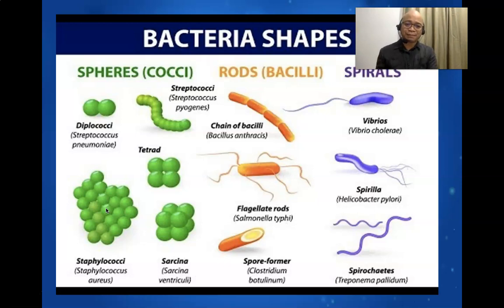Now, the spiral-shaped bacteria, some of them are in curved shape. So Vibrio cholerae, the vibrios, are comma-shaped or curved. Some of them are in spiral shape, spirilla, such as Helicobacter pylori. Some of them are also spiral shaped but have a corkscrew motility because of the presence of the axial filament or the endoflagellum. An example is the spirochetes such as Treponema pallidum.